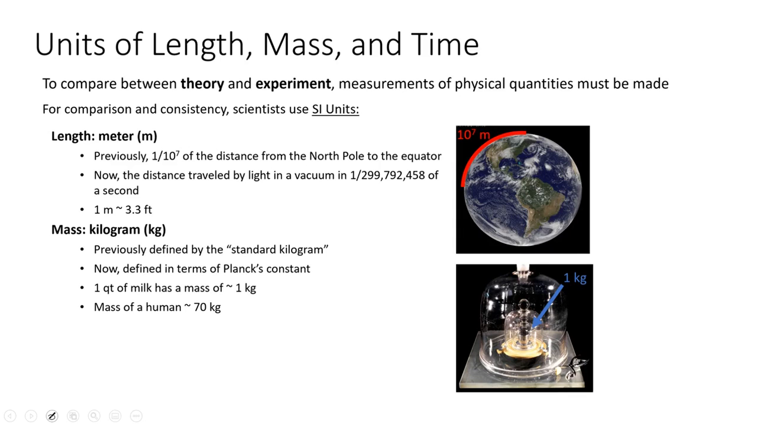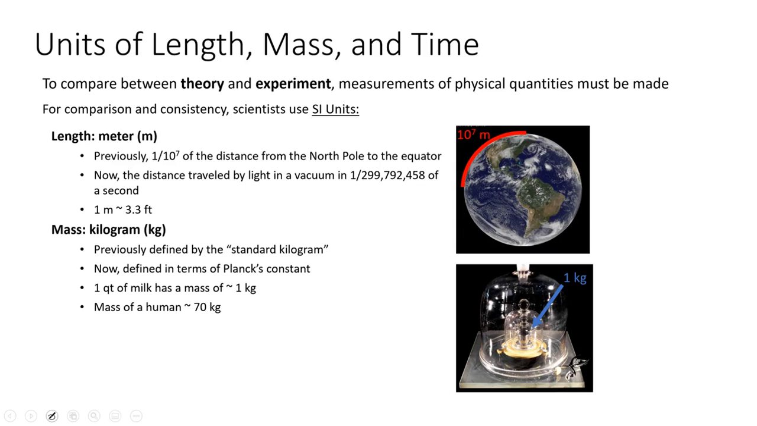Okay, next we have the kilogram, which is the SI unit for mass. Previously, this was defined in terms of the standard kilogram, which I have pictured here, which was an actual chunk of metal that was 1 kilogram of that metal, and it was kept all vacuum sealed and safe.